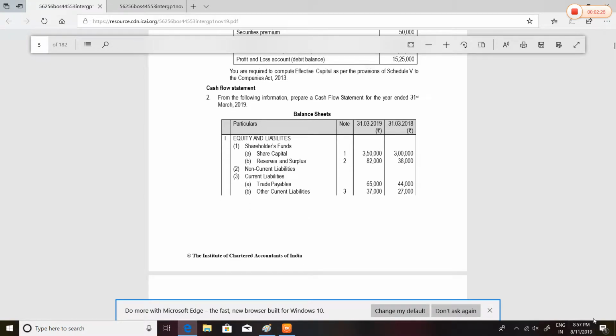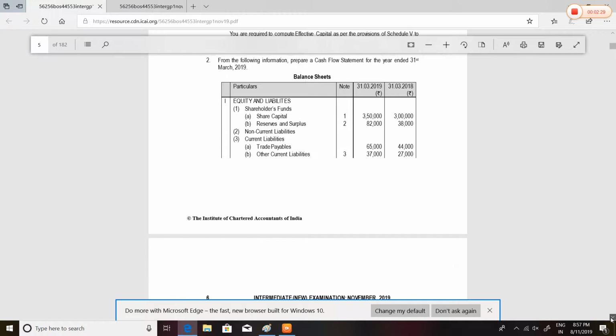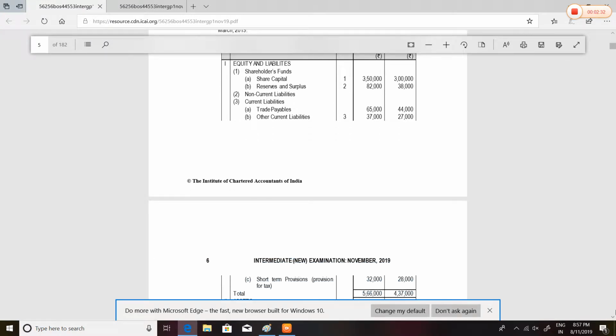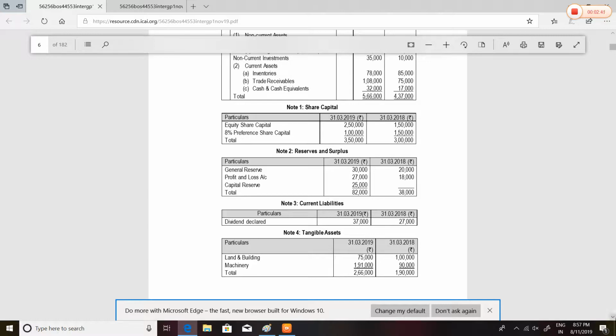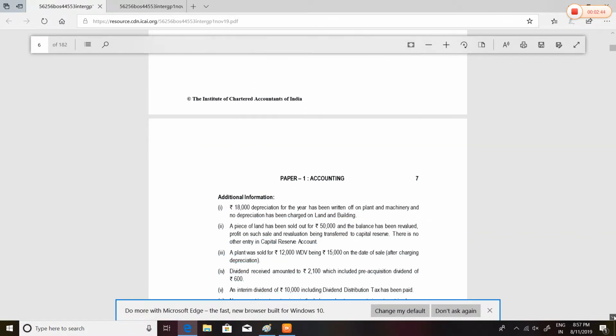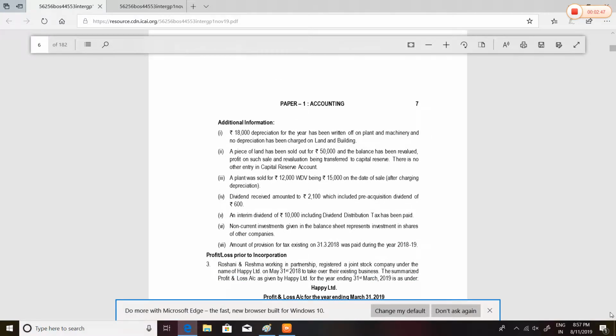Firstly, we are given the balance sheet for the years 2018-19 and 2017-18. Then we are given the notes to accounts, with additional information: 18,000 depreciation for the year ended 31st has been written off on plant and machinery, and no depreciation has been charged on land and building. A piece of land has been sold for 50,000 and the balance has been revalued, with the profit on such sale and revaluation being transferred to capital reserve. There is no other entry in capital reserve.